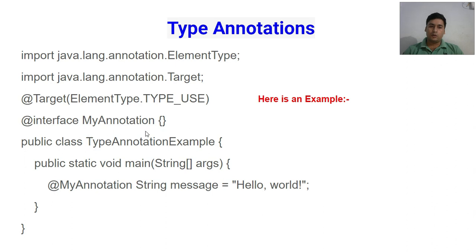Where we have used it here, this is one class we have created, and inside the class we have created one variable, which is a String message, hello world. Before the variable we can use @MyAnnotation. @MyAnnotation is one of the annotations we have created in this line of code. Let me show you. This is the annotation we have created, @MyAnnotation. You only have to put @interface and declare one target and give the type. That's it.